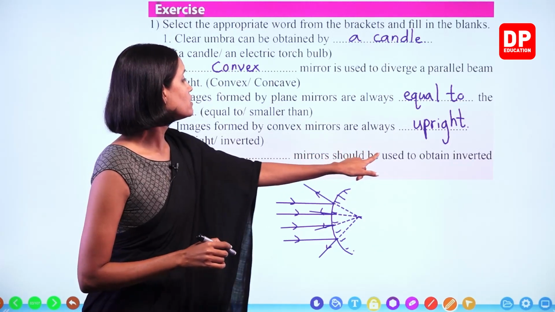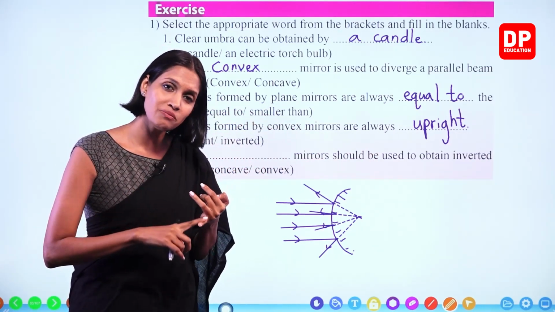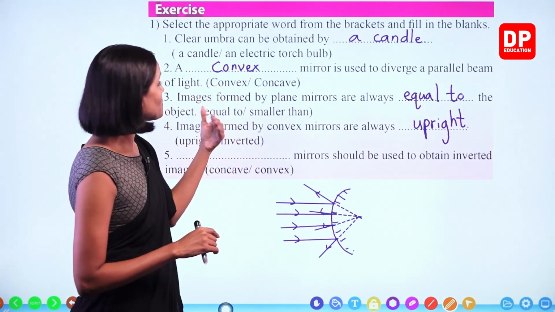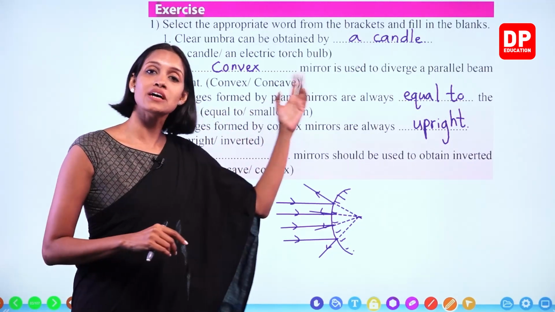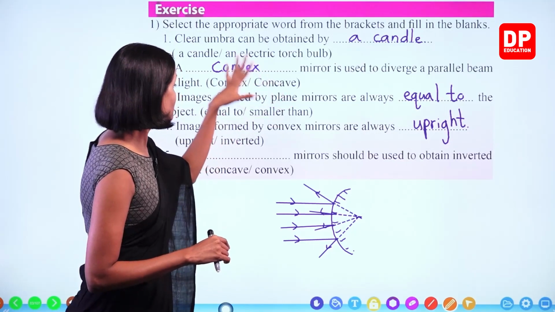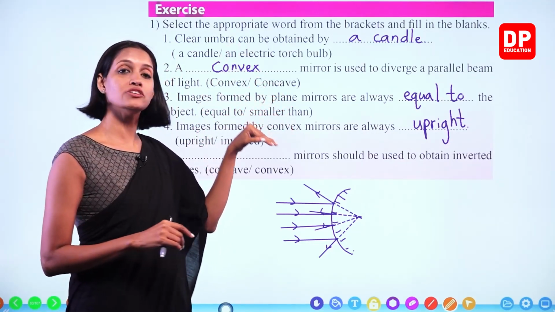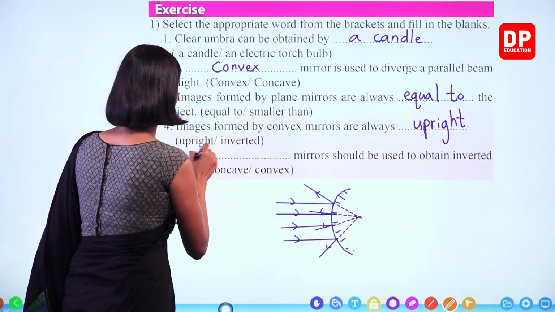Which mirror should be used to obtain inverted images? As I told you all, when we use plane mirrors, always upright images are formed. Even when we use convex mirrors, always upright images are formed. The only instance where an inverted image is formed is using a concave mirror, right? Concave.